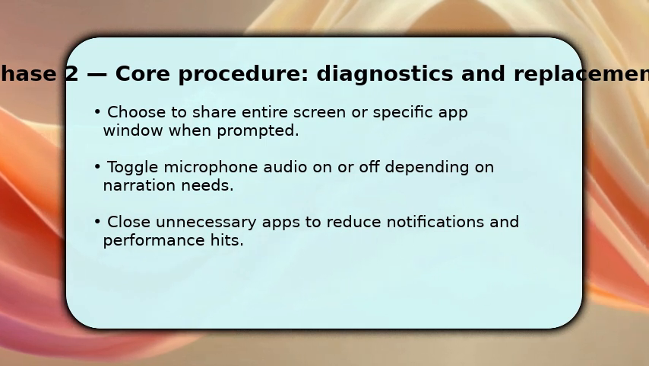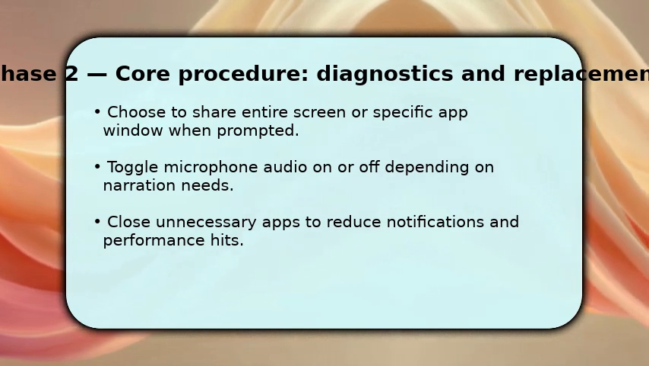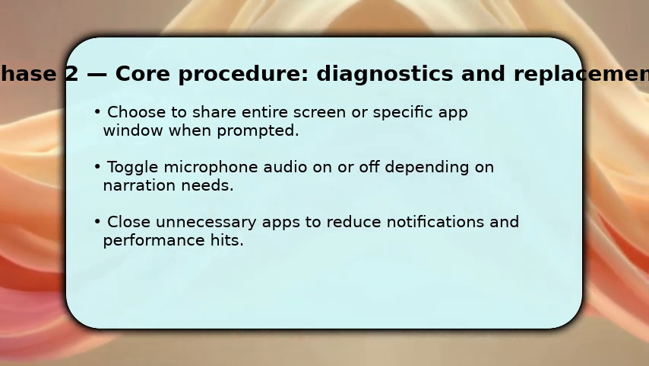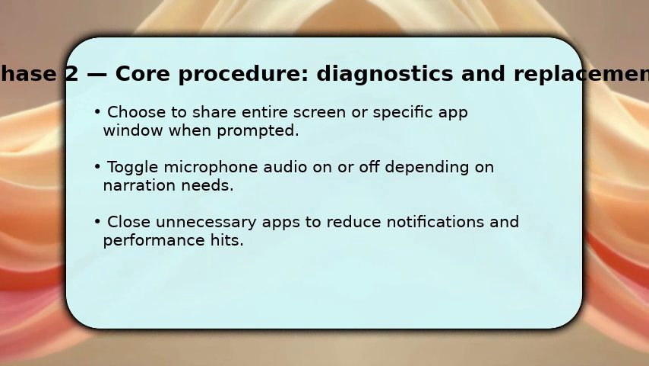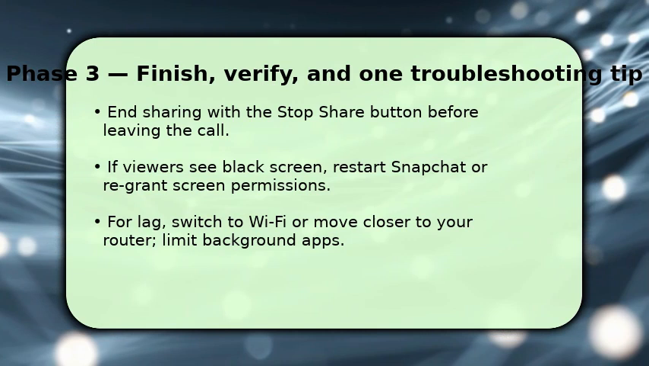If you need to show media with sound, confirm in advance that system audio sharing is enabled. Otherwise, viewers won't hear clips. To finish, tap Stop Share, then end the video call. This cleanly releases screen and audio permissions.